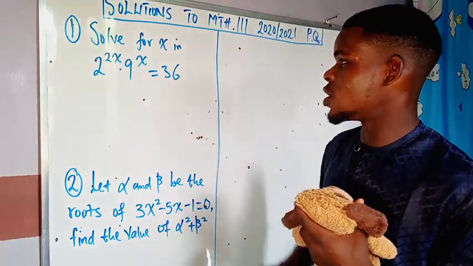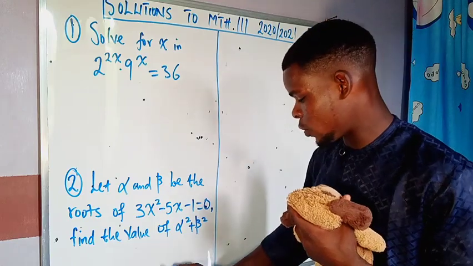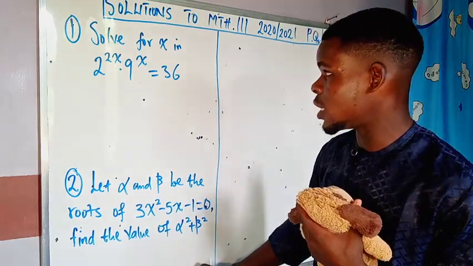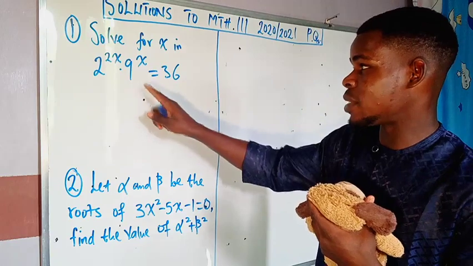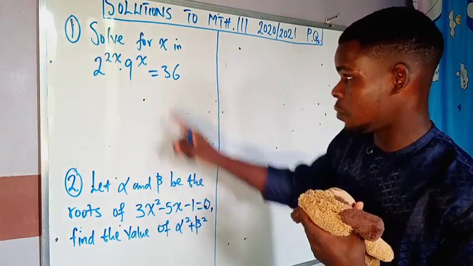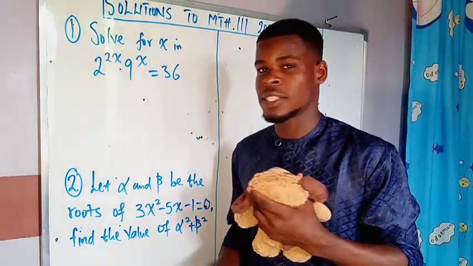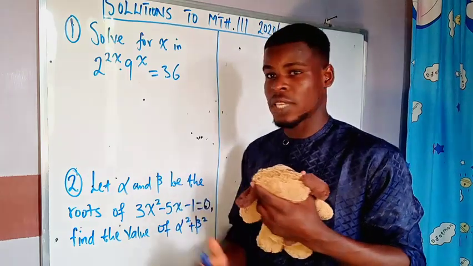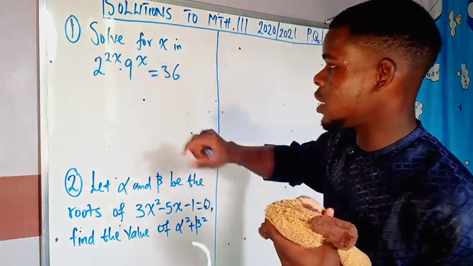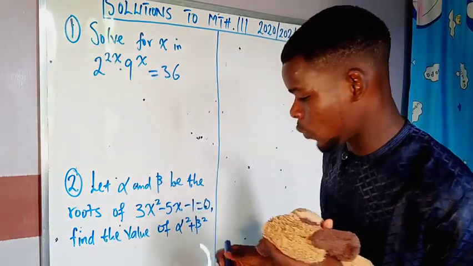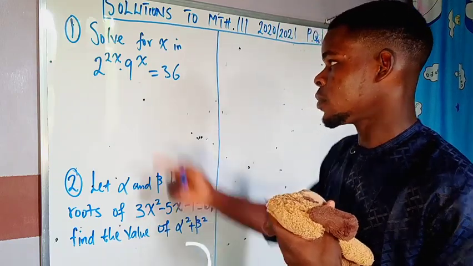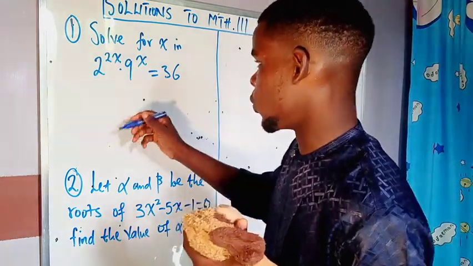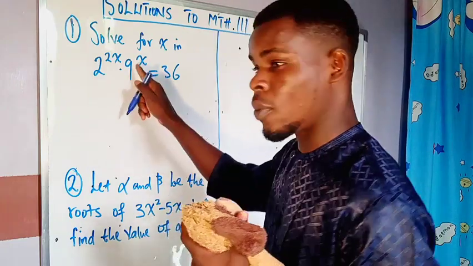So the first question here, we have to solve for x in the given equation. So the equation is given to be 2 to the power 2x times 9 to the power x equals 36 on the right hand side, right? Okay, great. So when we have an equation like this, we look at the powers there. In the power, we have x common. So of course, from the indicial rules, we can factor out a common power, right?